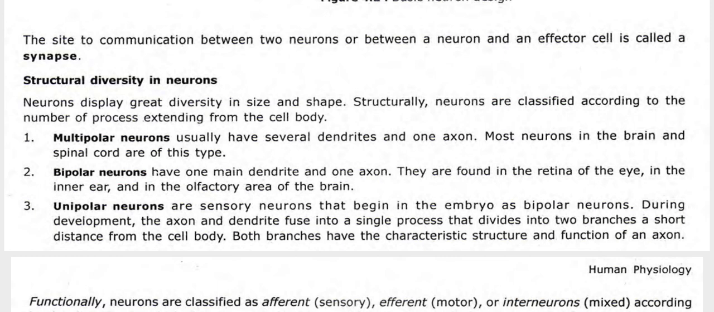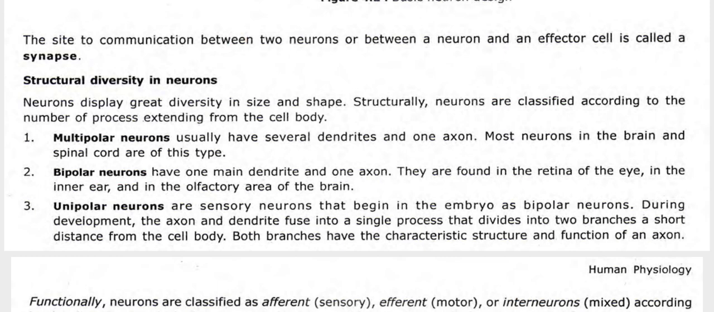We know that. So, structural diversity of neurons. Neurons display great diversity in size and shape. Structurally, neurons are classified according to the number of processes extending from the cell body. So, multipolar neurons.